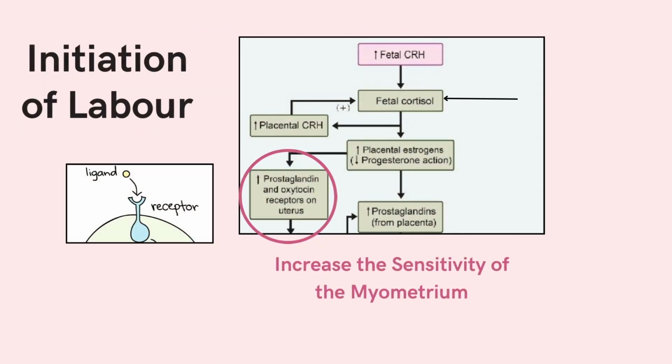The last impact of the increase of estrogen and the decrease of progesterone is that it increases the sensitivity of the myometrium. And again, as we said earlier, this is because there are more receptors now for both prostaglandins and oxytocin, which allows them to bind to, and this overall increases the sensitivity.